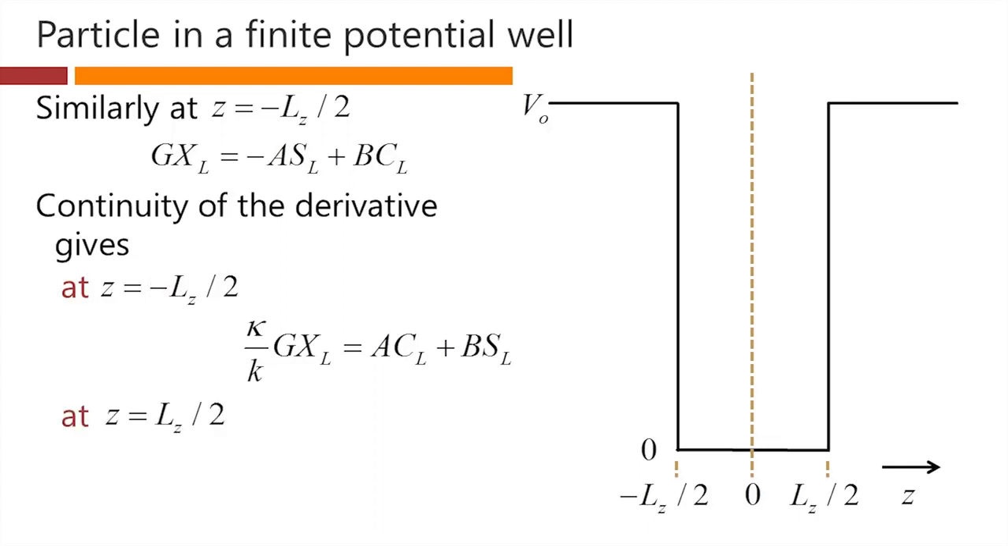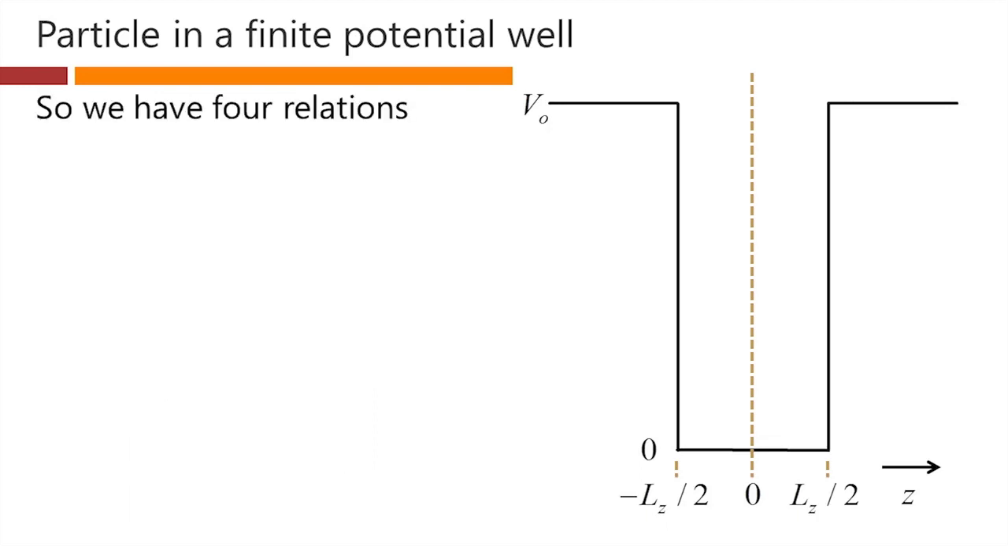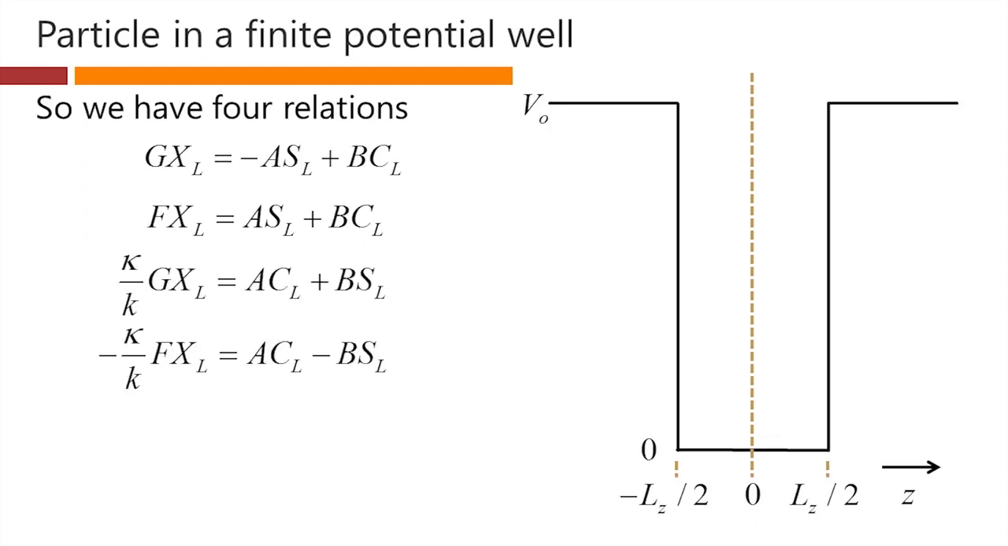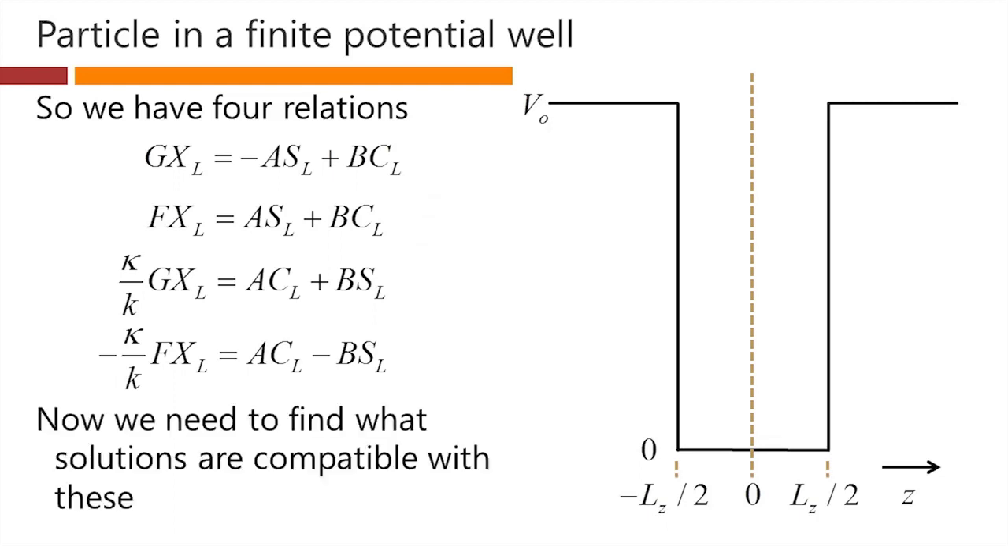And at z equal to Lz over 2, we're similarly going to get this relation from the continuity of the derivative. So we've got 4 relations, these 2 from the continuity of the wave function, and these 2 from the continuity of the derivative of the wave function. Now what we need to do is to find what solutions are compatible with these relations that we've derived from the boundary conditions.